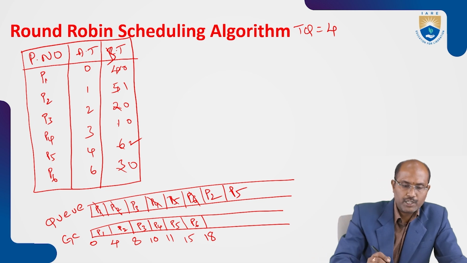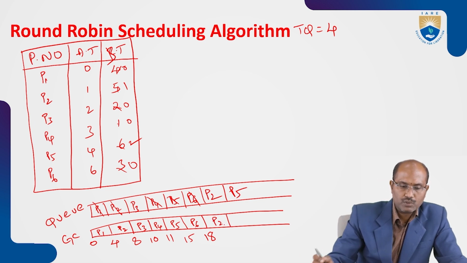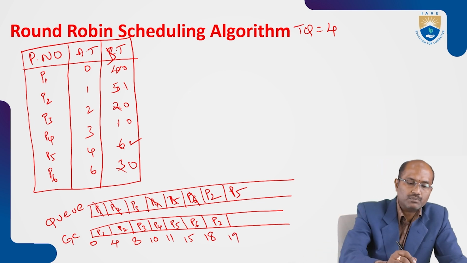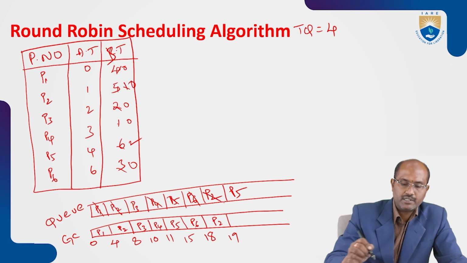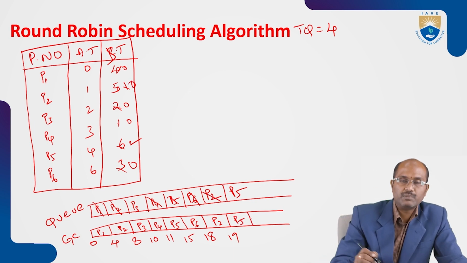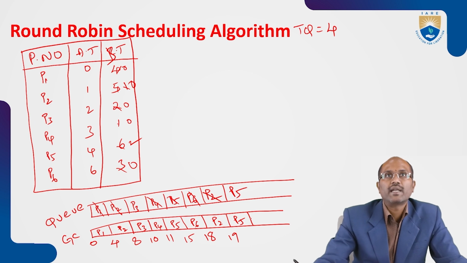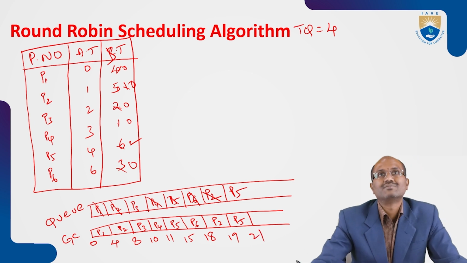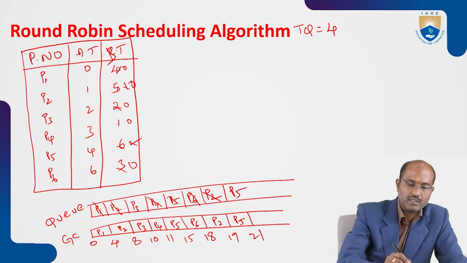So now P2 is there. P2 comes and starts the execution. So 18 plus 1, P2 has 1 left, that is 19 units of time. P2 completed. So P2 becomes 0. Next, one process, P5, is the only one left. That comes to the CPU and executes. So 19, 21, P5 is also completed.